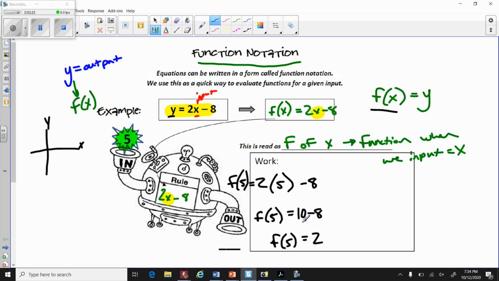So think about that. I put a 5 into the function, and I got out a 2. Our input was 5. Our output was 2. f of 5 is 2. So that relationship is an ordered pair. x was 5, y is 2.